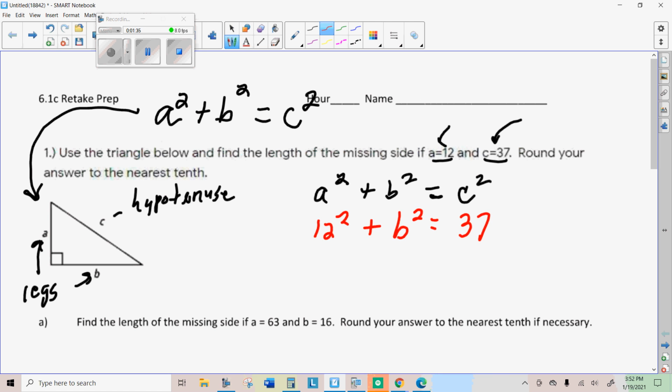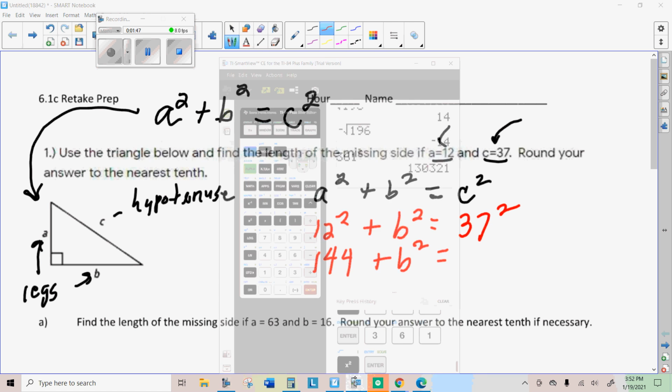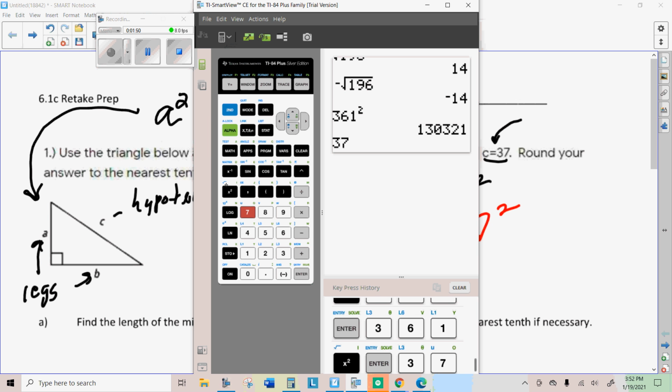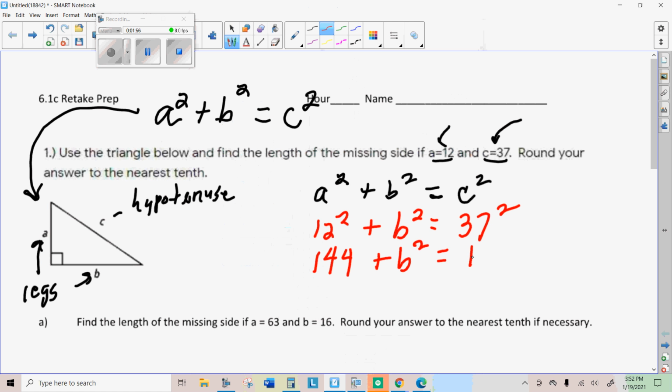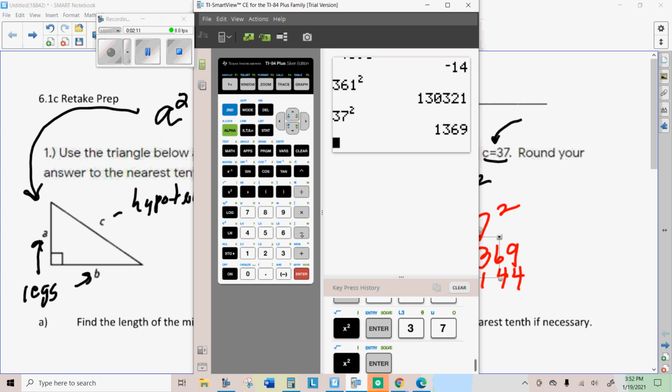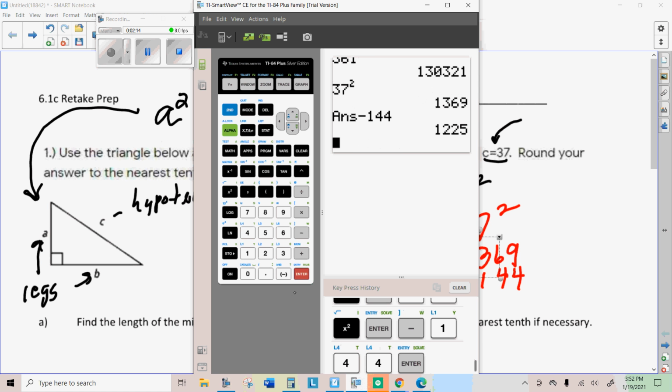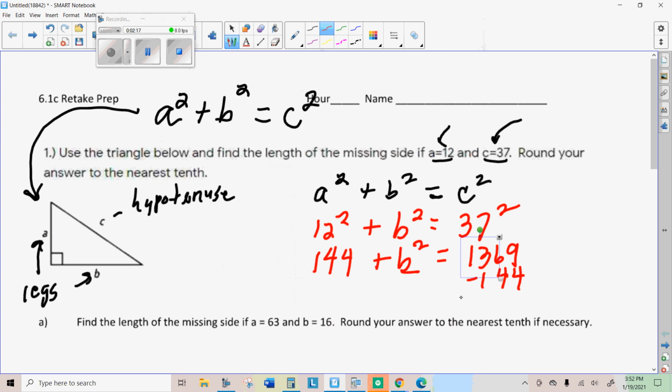And c is 37. Okay, so we're going to do 12 squared. I can do that in my head. That's 144. Plus b squared is equal to 37 squared. That's 1,369. Okay, now this one I got to backtrack because I want to find b, which is one of the smaller sides. So I'm going to subtract 144 from my last answer. So minus 144. And that's 1,225.